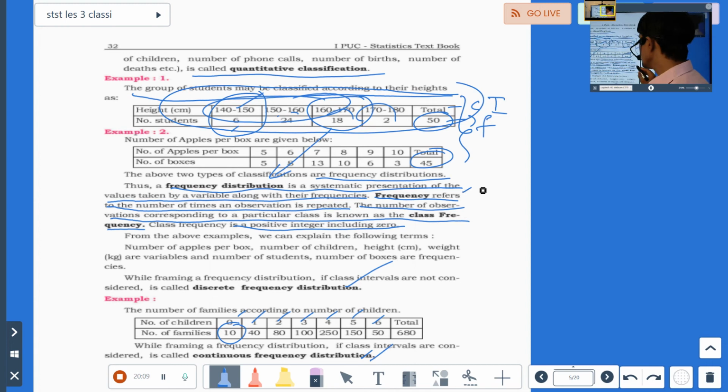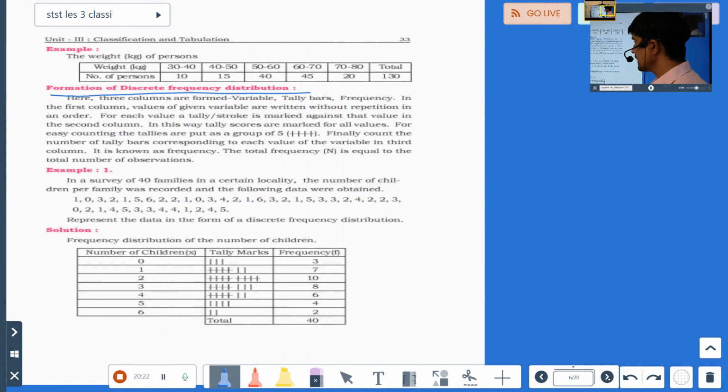Then what do you mean by frequency? It refers to the number of times. Then you have class frequency, discrete frequency, and continuous frequency. Now, how to do this frequency? I'll continue it in my next class for you. Okay, I'll start with this sum. Example one is given. I have to show it and I have to do it for you.